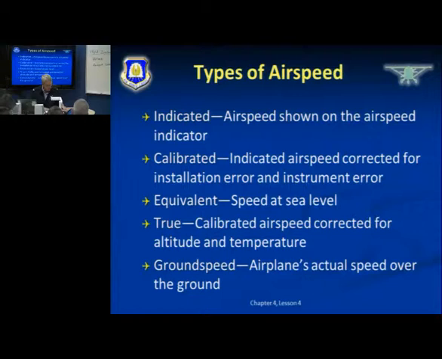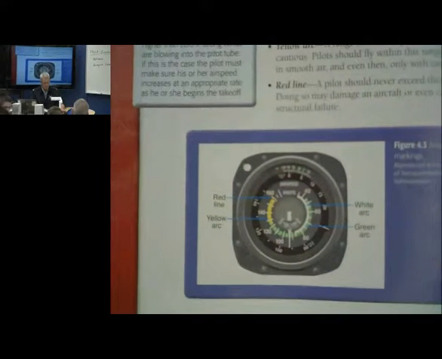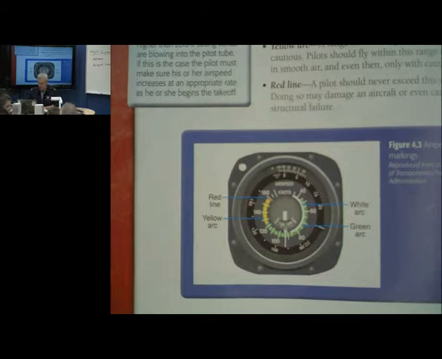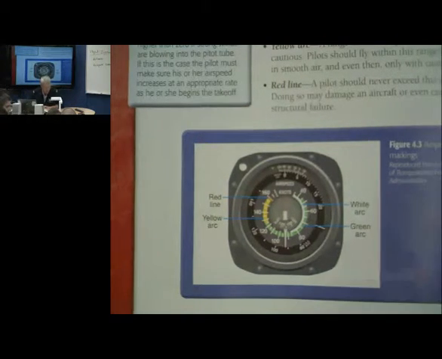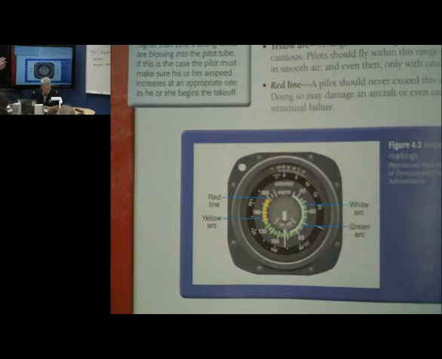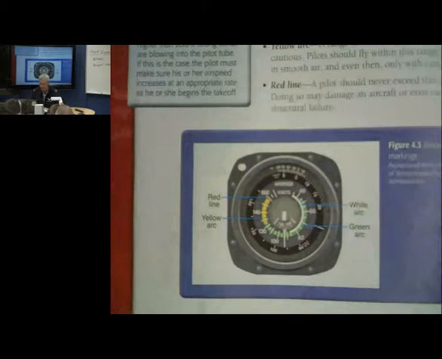So on the bottom of page 326, let me see if I can call that up here, you have an airspeed indicator, and you have different markings on it. What do all those markings mean? First, what do you think the red line means? The red line is a pilot should never exceed this speed, doing so may damage an aircraft or even cause structural failure. That's kind of a bad day when you exceed the red line.